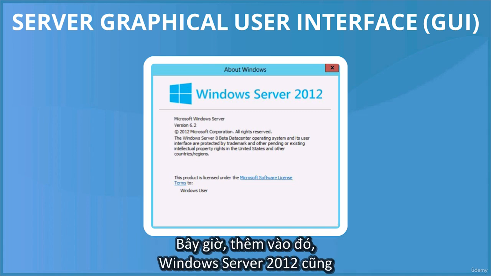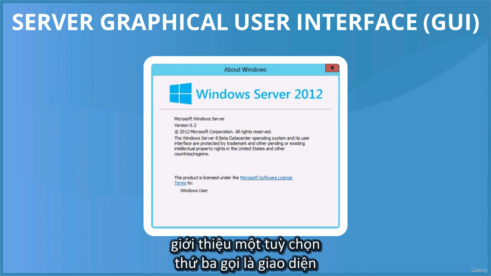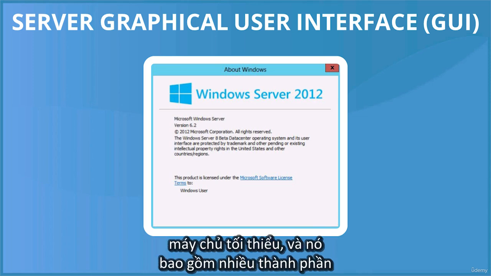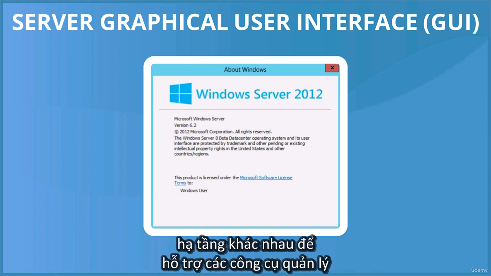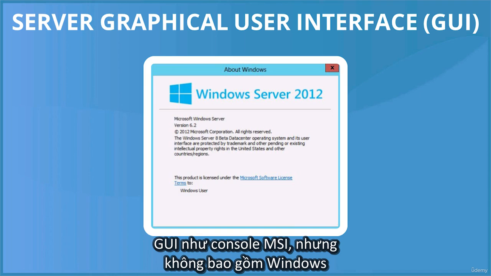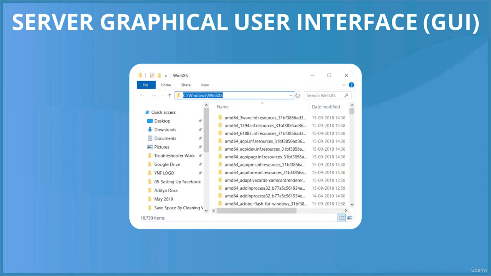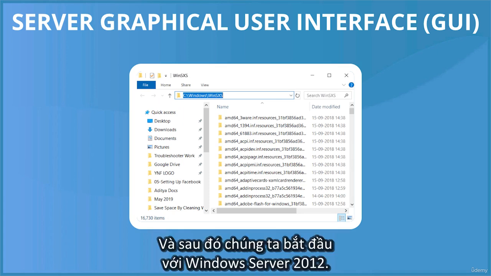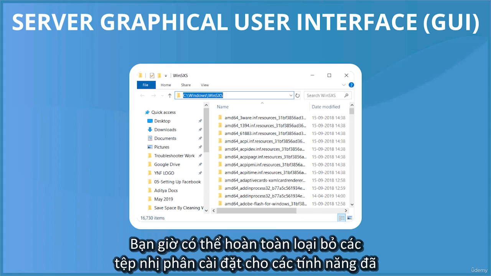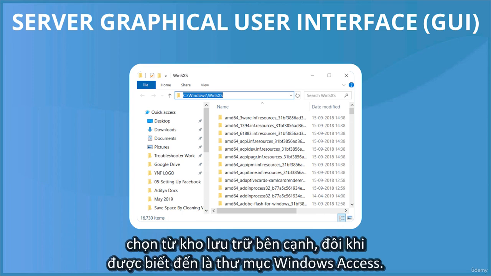Now, additionally, Windows Server 2012 also introduced a third option called Minimal Server Interface, and that included various infrastructure components to support GUI management tools, such as MMC consoles, but didn't include Windows Explorer, Internet Explorer, or the Start screen. And then, beginning with Windows Server 2012, you could now completely remove the installation binaries for selected features from the side-by-side store, sometimes known as the WinSxS folder.